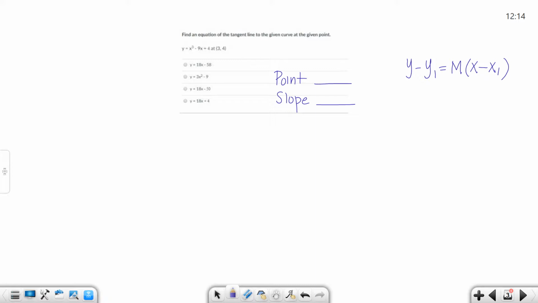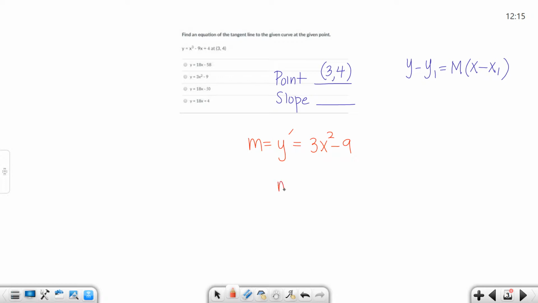This particular one has a point at 3, 4. That's given to you. But we don't have a slope. So the way that you find the slope is the derivative. So your slope is your derivative. So in this particular problem, the derivative would be 3x squared minus 9. Now my point is 3, 4.